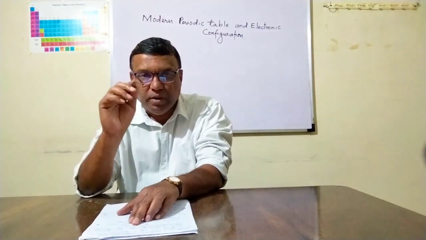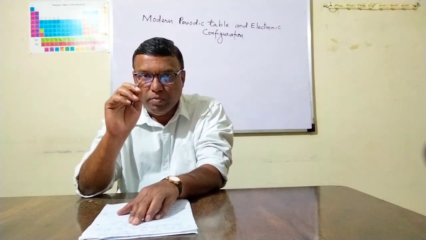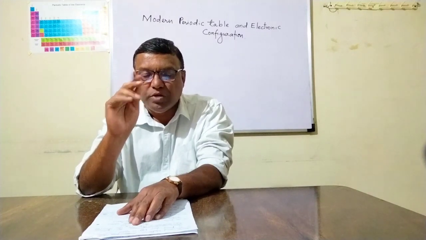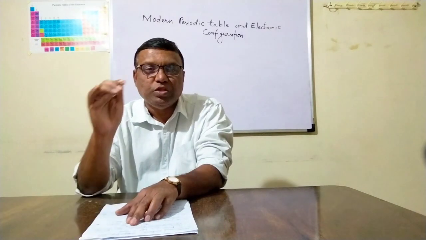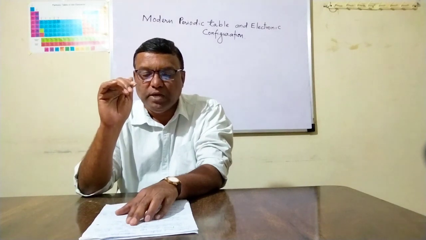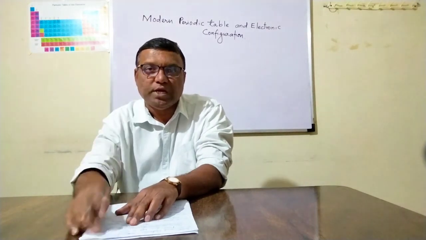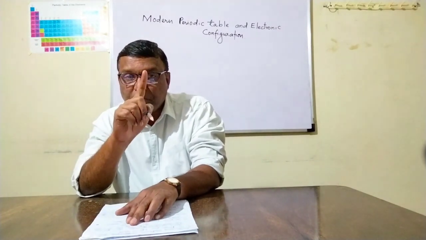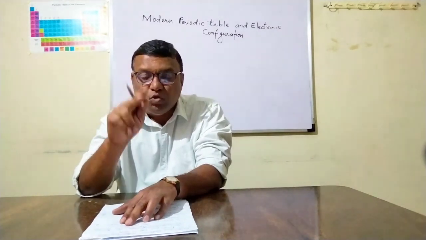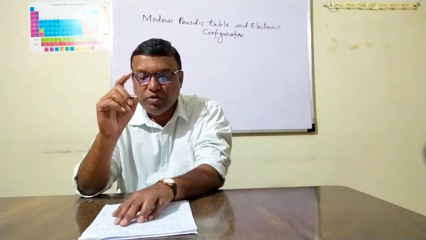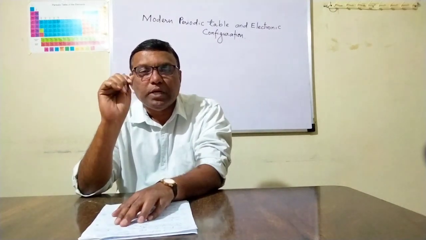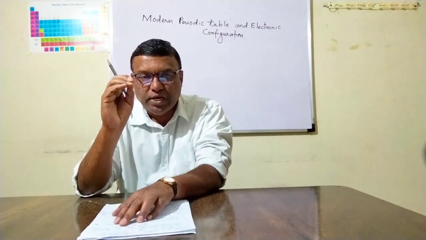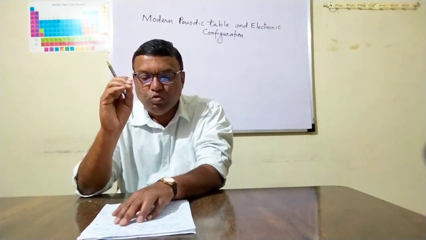After lithium, beryllium comes. The atomic number of beryllium is 4. Electronic configuration 2, 2. So the outermost orbit of beryllium contains 2 electrons. So lithium has 1 electron in its outermost orbit, beryllium 2 electrons, and one more example we will take, boron. The atomic number of boron is 5. Its electronic configuration is 2, 3.